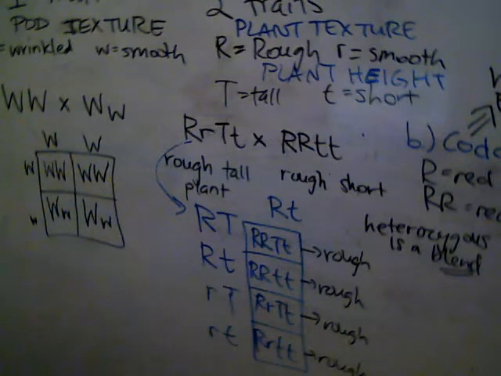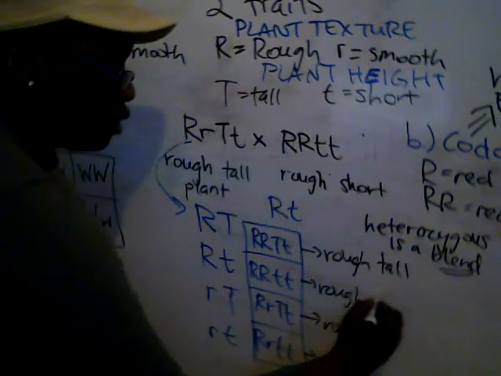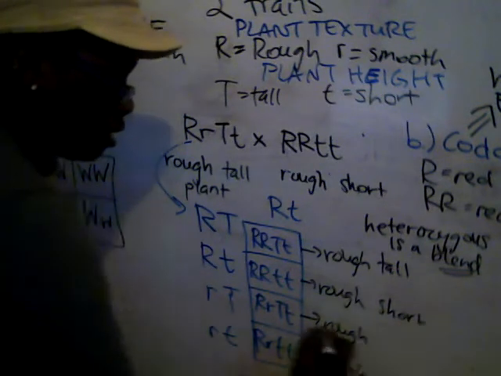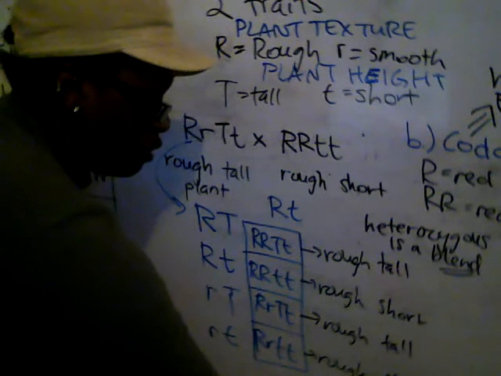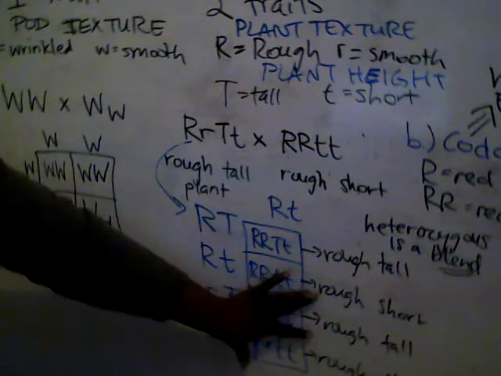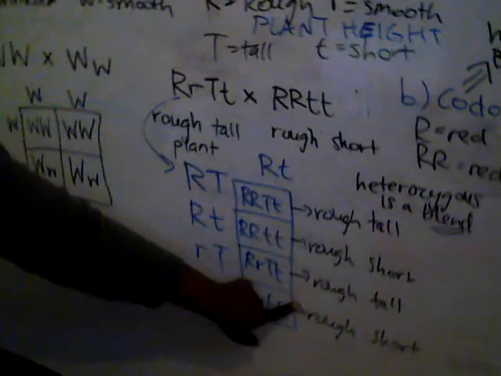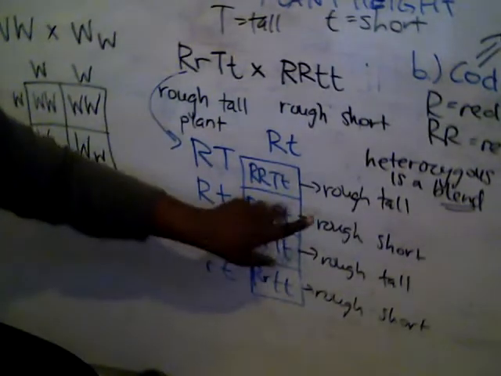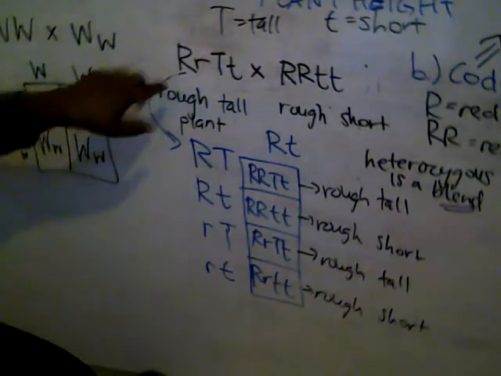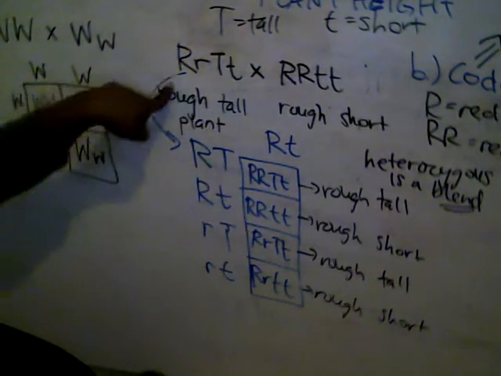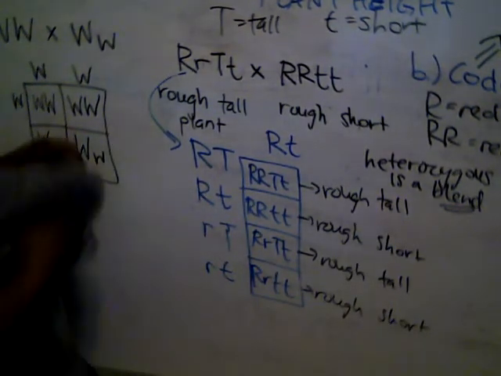Now let's look at plant height. This one, if we're looking at just the T's, this is tall. This one's short. This one's tall. And this one's short. So if we see, there's like a 50-50 chance, 2 out of 4, that they'd be rough and short. And then there's a 50-50 chance that they'd be rough and tall. Okay? So again, I just looked at the combinations this parent could give and the combinations this parent could give. Okay? So let's look at a different example.